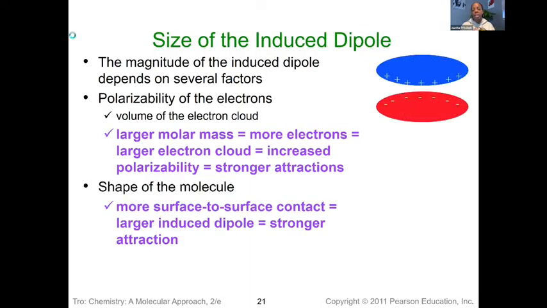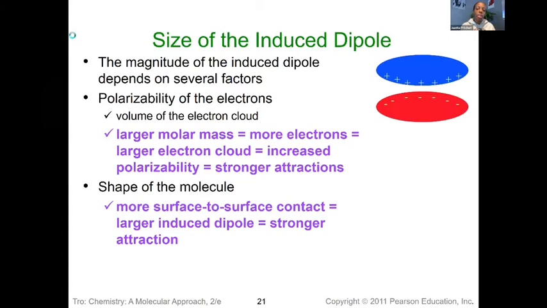Now, some things do impact how effective and how strong this induced dipole is. One of the things that affects it is the size, like how many electrons are actually present. The more electrons that are present, which coincides with having a larger molar mass, the larger this cloud can be that's going to be shifting one way or the other. As I shift more and more electrons, I'm creating even stronger positive or negative regions, and thus can create more areas for that attraction to occur.